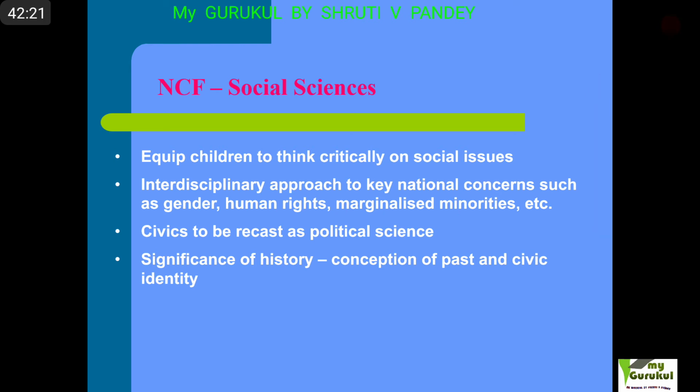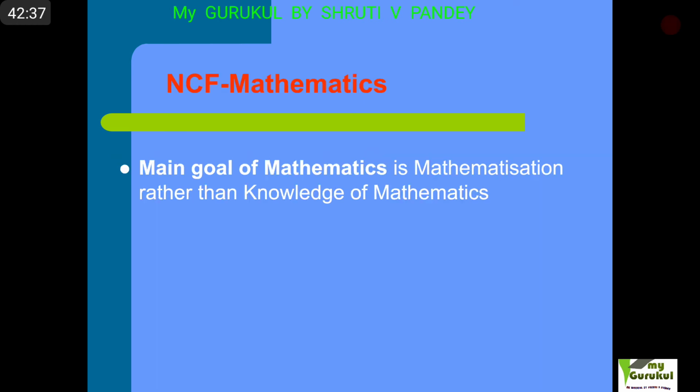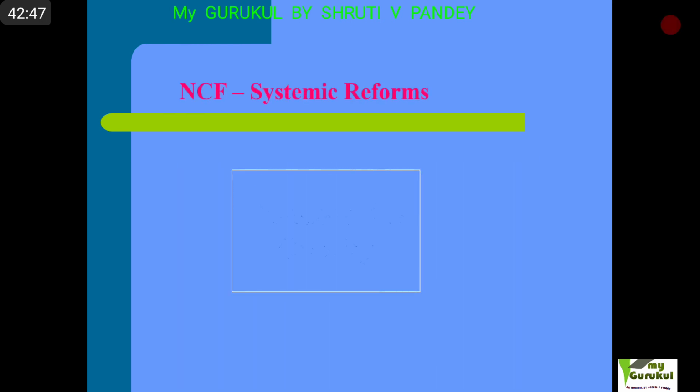Interdisciplinary approach to key national concerns such as gender, human rights, marginalized minorities, etc. Civics to be recast as political science. Significance of history, conceptions of past and civic identity. NCF mathematics. Main goal of mathematics is mathematization rather than knowledge of mathematics.